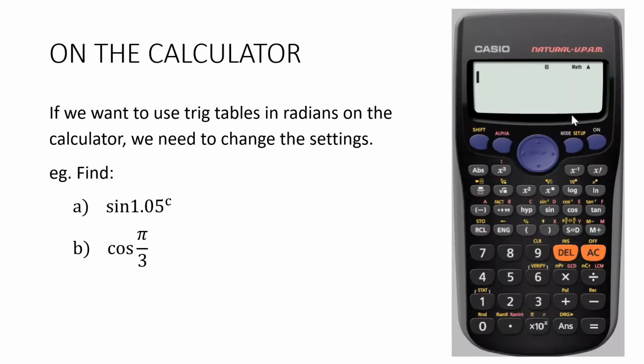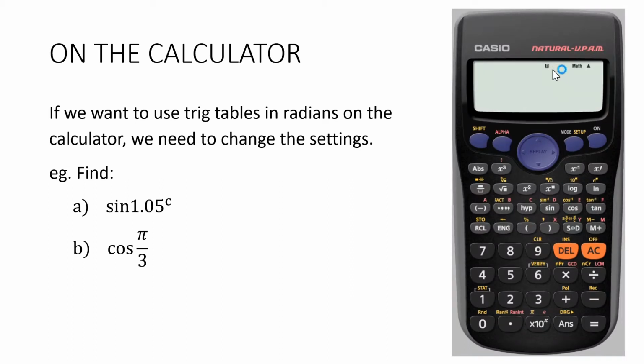Now, if we want to look up the trig tables in radians on the calculator, then we need to adjust the settings. You can see up the top here that it tells us it's in degrees. To change that, we go Shift Setup and pick 4 for radians. Now it's in radians. So do our first question, sine 0.105. Pretty easy. And if you want to put in cos pi on 3, we actually use the pi button, which is there. And there's the answer.